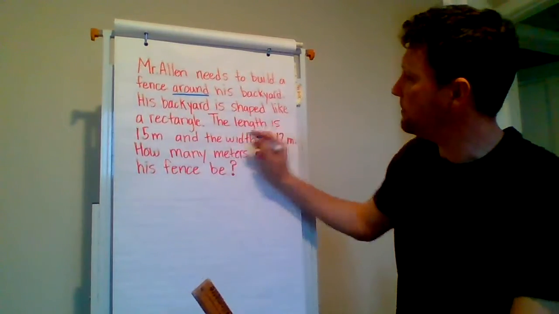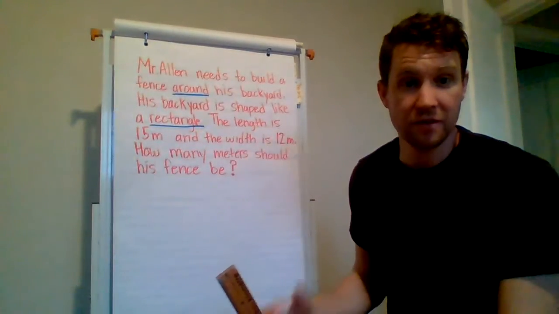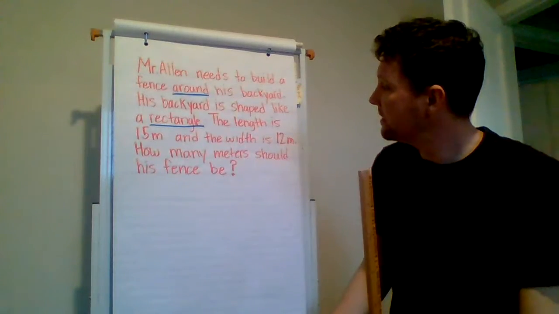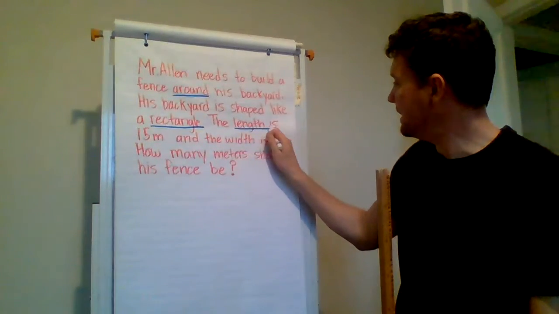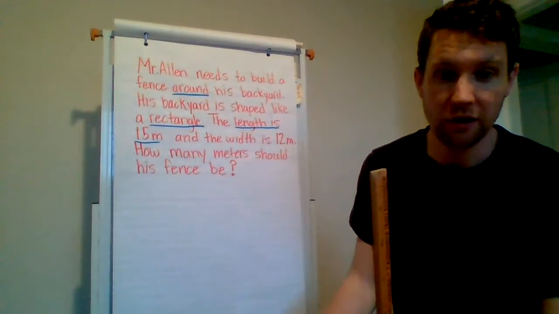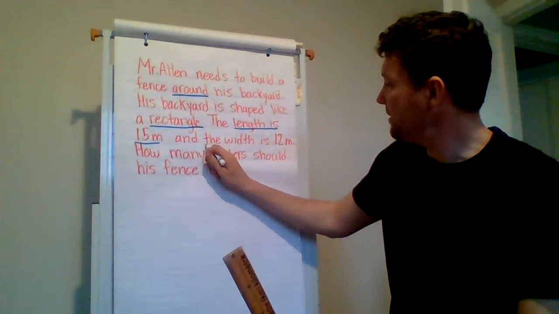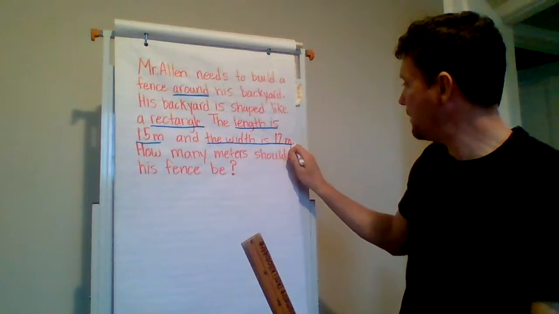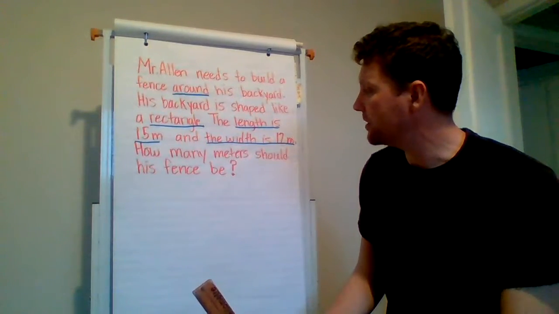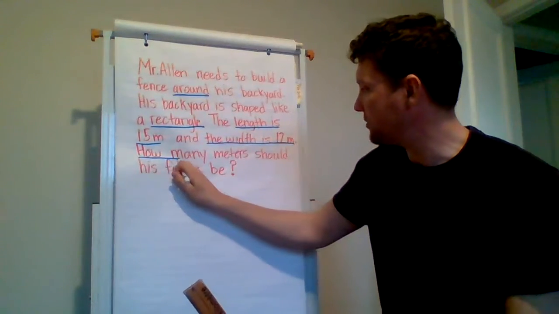His backyard is shaped like a rectangle. That's also really important, so now I know what it looks like. I can start to picture it in my head. The length is 15 meters. That's important because I need to know how long the sides are so I can calculate the perimeter. And the width is 12 meters. Also really important. How many meters should the fence be? Also very important. So let's underline that because that's what we're actually trying to find out.